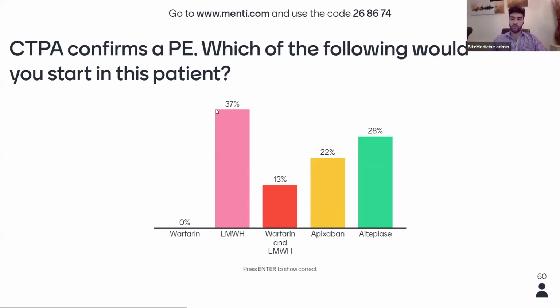So remember, what was wrong with the patient? Were they well or were they unwell? The patient was hemodynamically unstable. They had a blood pressure of 85 and the heart rate was high. So what do they need, thrombolysis or do they need anticoagulation?